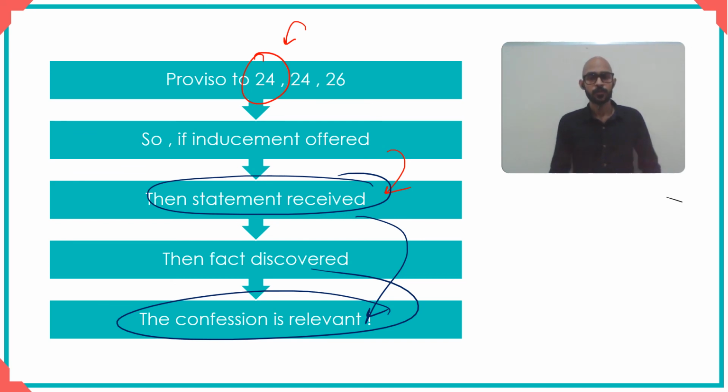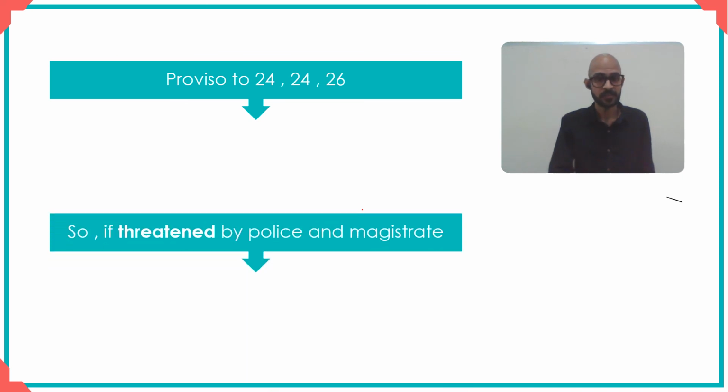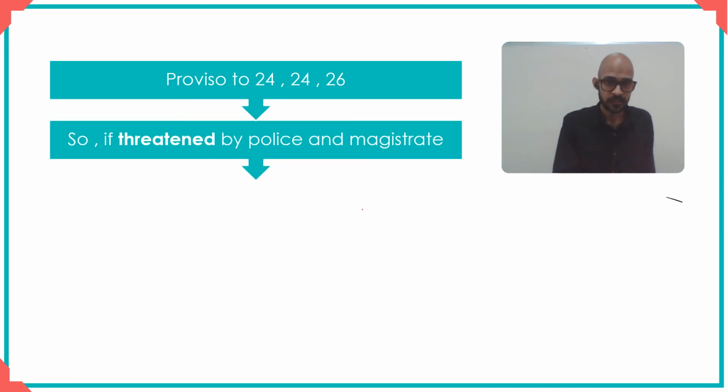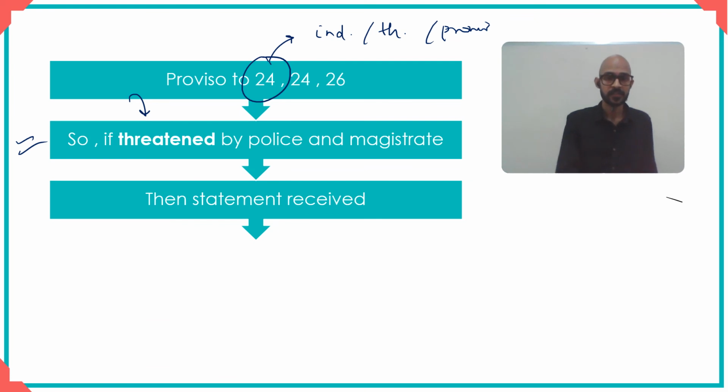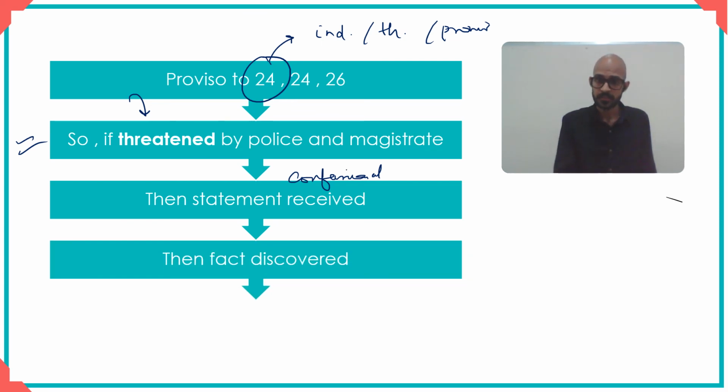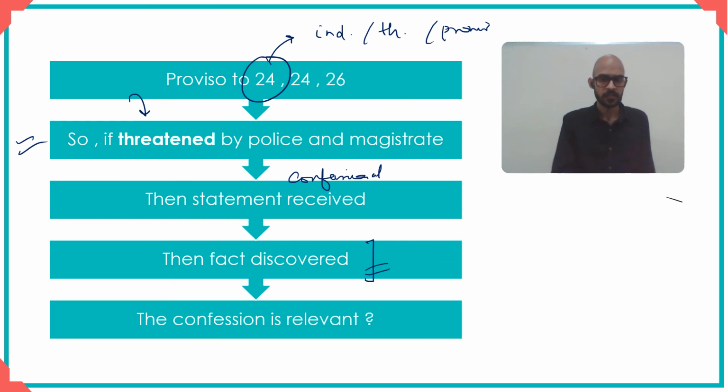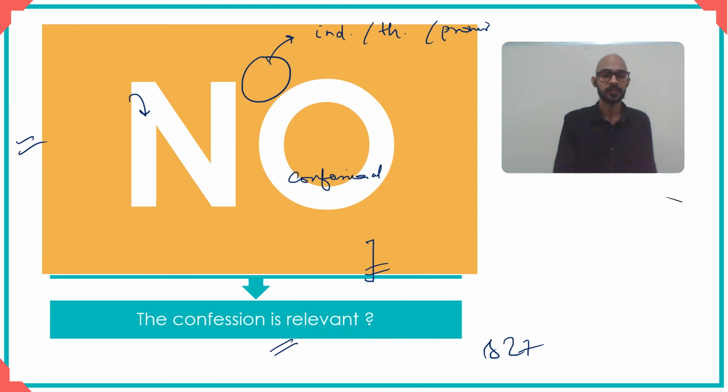Now, let us look at this a little more deeply. Same thing, it is the proviso to 24, 25 and 26. Let us say a person is threatened by a police officer and magistrate, because 24 uses the words inducement, threat and promise. So this time, let us say he is physically threatened by the police and magistrate. Now he goes ahead and gives his confessional statement. Now as a result of this confessional statement, the fact is discovered. Can I say that this confession is relevant because of section 27? Think about it. Okay, so the answer to this is that it is not relevant.